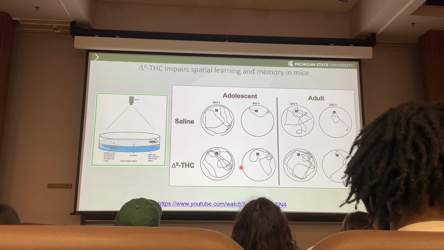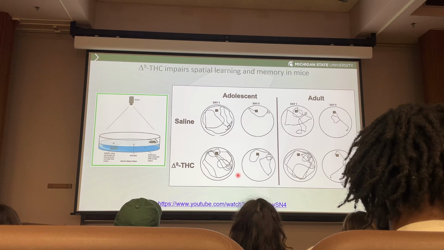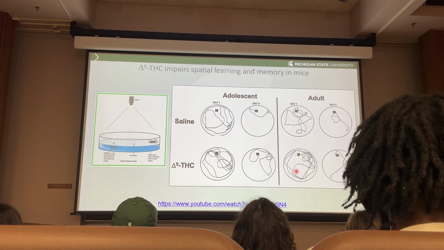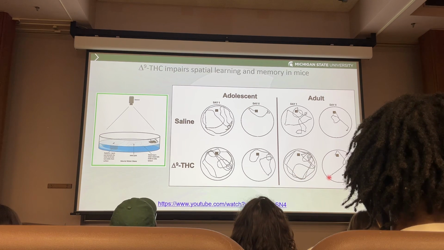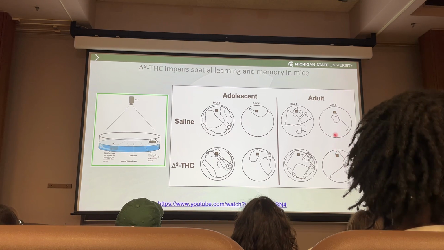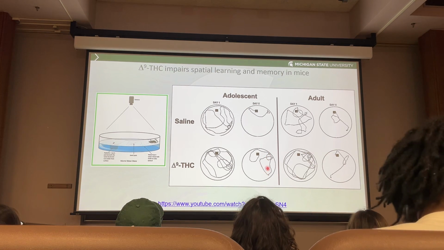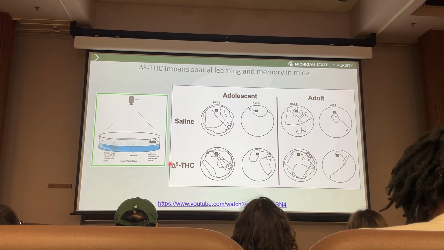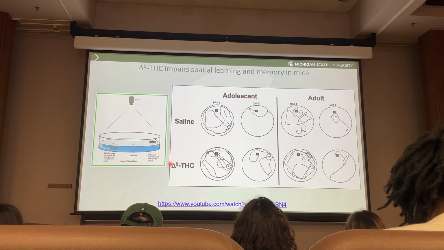Not so much with the adolescents and THC on board, okay? So we have the same kind of wandering around on day 1 as we saw in the control, but adult mice were much more adept. Even though they were on THC, they remembered that they can go right to it. There's not a lot of difference between these two. Adolescents, it's much more impacted. You can see there's less ability to remember where they need to go with THC on board. So, THC can impair spatial learning in mice, especially in terms of adolescent brains, right?